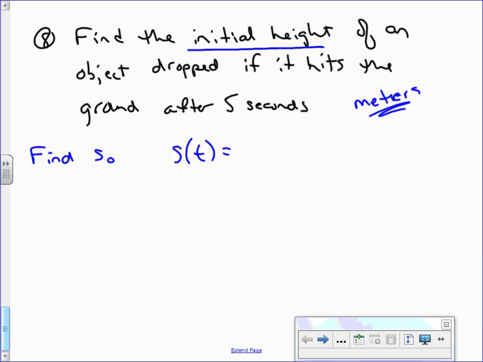So this would be negative 4.9 t squared plus, do I know the initial velocity? Read the whole problem. Do I know the initial velocity? Yes. What tells me the initial velocity? Drop tells me the initial velocity is 0. And do I know the initial position? And the answer is no. So I put s of 0 there. Okay?